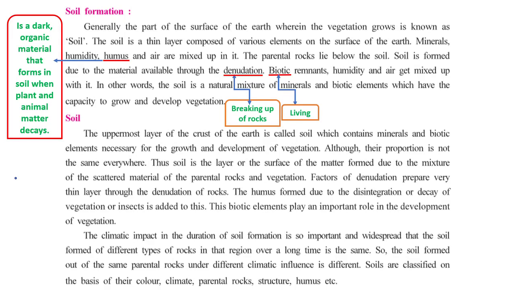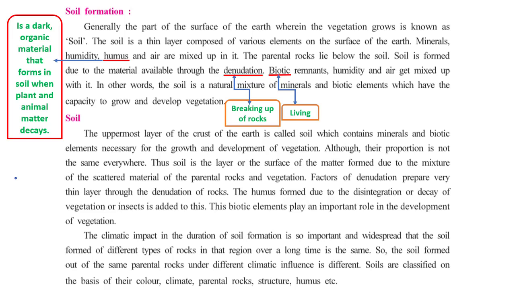Now in part 1 we have discussed what a resource is, renewable and non-renewable resources, what a natural resource is, uses of resources, types of resources and planning and conservation of resources. These were the topics which we have covered in part 1 in our first video. Now let us move further. The next topic we have is soil formation.